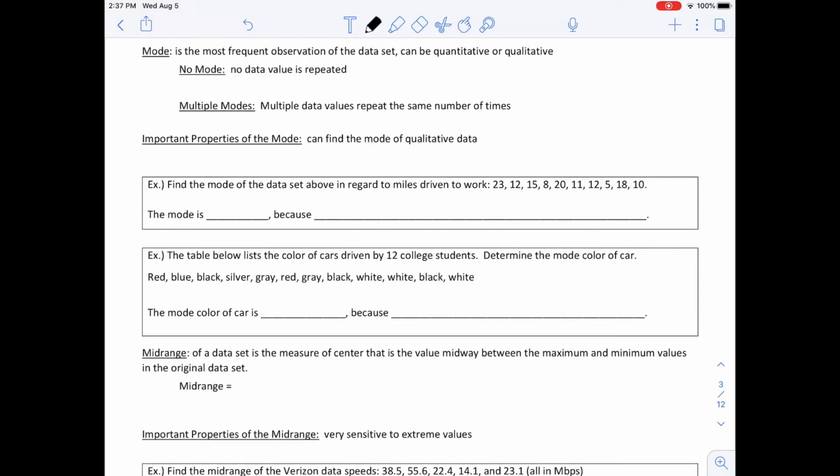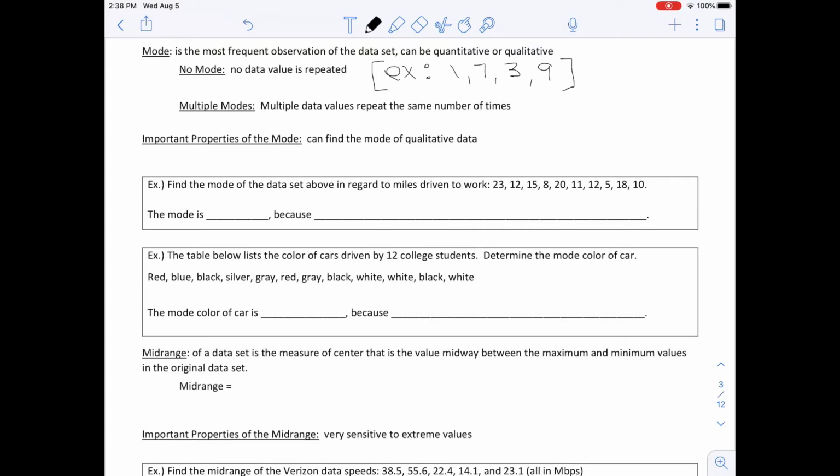Mode is the most frequent observation of the data set, and it can be either quantitative or qualitative. We have a few different situations that arise with the mode. Sometimes there is no mode. An example of this would be when you have numbers such as 1, 7, 3, and 9. None of those values repeat. They all occur the same amount of time, just once. So this is an example of no mode.